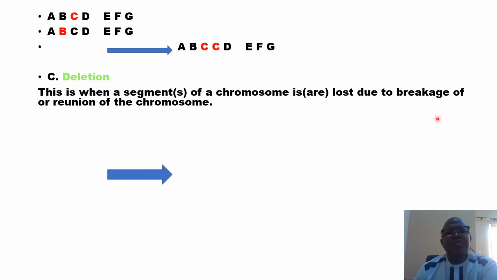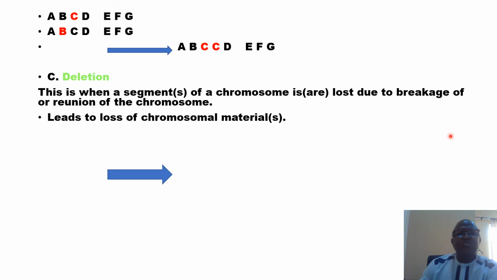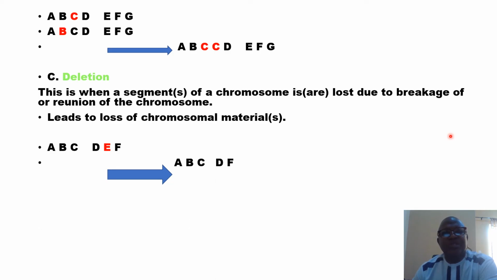Deletion is another chromosomal aberration, and this is when a segment of a chromosome is lost due to breakage or union of the chromosome. When there's deletion, there's usually a loss of chromosomal material, and that has great implications for the individual. In this example, we have a chromosome A, B, C, D, E, F, and here the E has been deleted, and what we get is A, B, C, D, F. The E is no longer there.